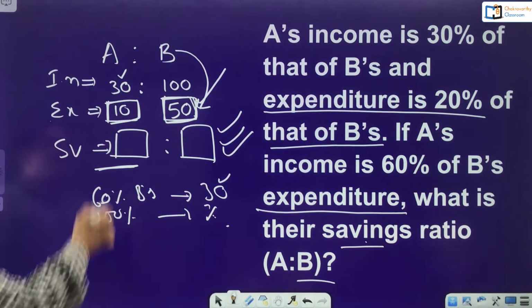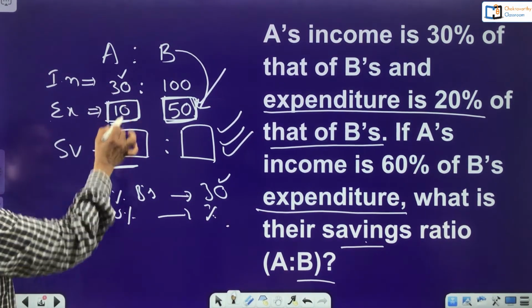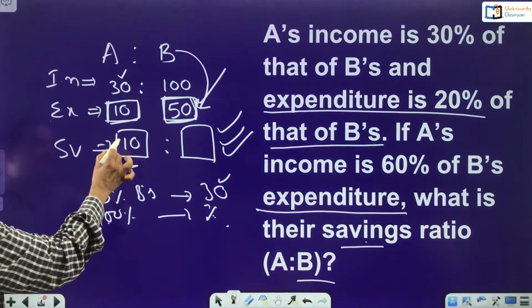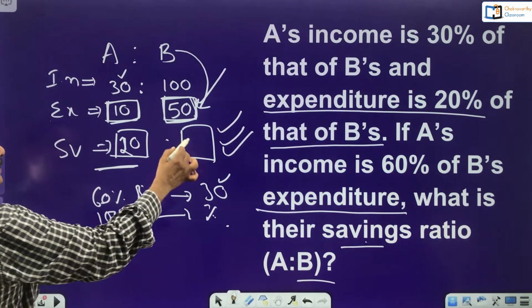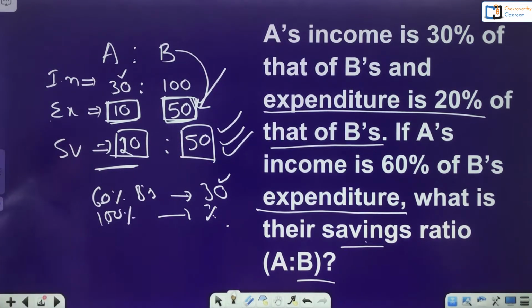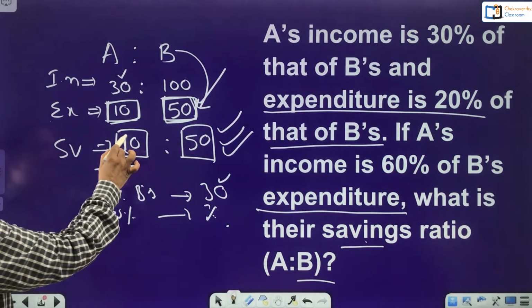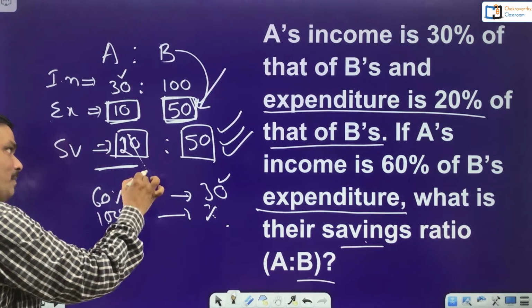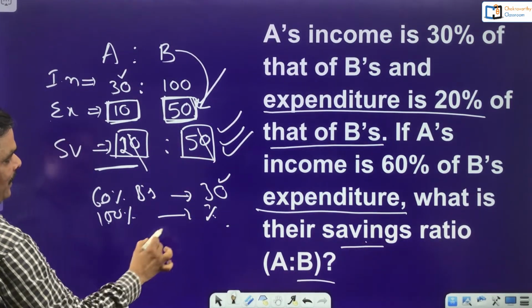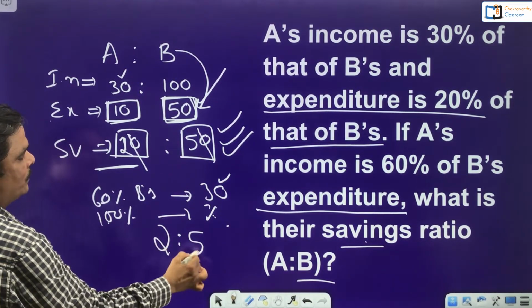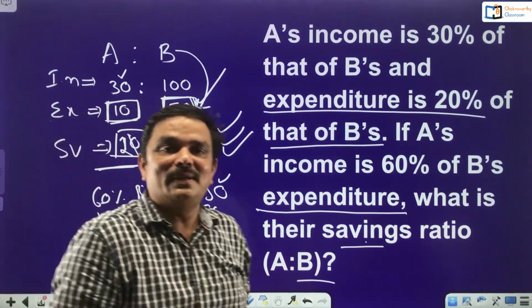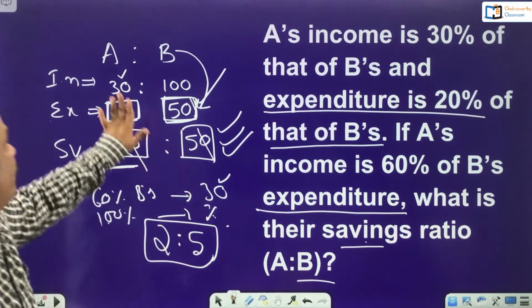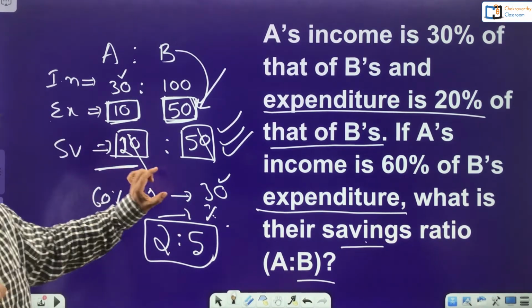Now very clearly savings here, 30 minus 10, 20. This is 20. And 100 minus 50, this is 50. Now what is the ratio of this one? Go for the smallest form. 2 zeros cancel. My final answer is 2:5. As simple as so. Isn't it simple, students? So, doing with the percentages, I have taken the imaginary numbers.